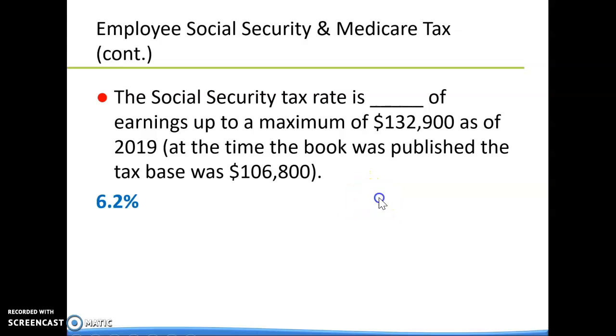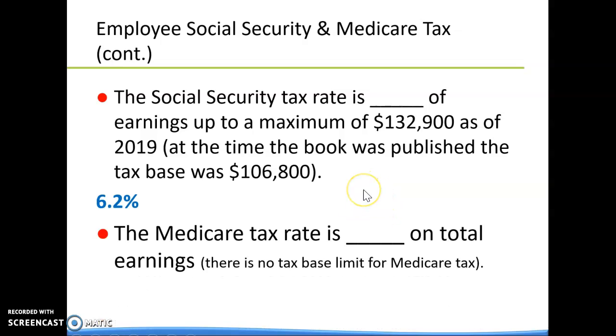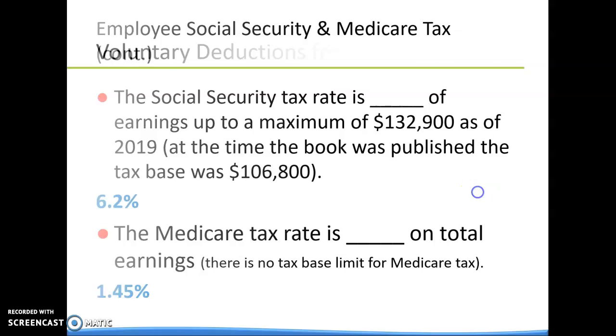So the Medicare tax rate is 1.45%. These two percentages are something you have to know in order to calculate these things. Okay, so make sure you have those two tax rates written down because we will use them very often. And then there is no tax base limit for Medicare tax.